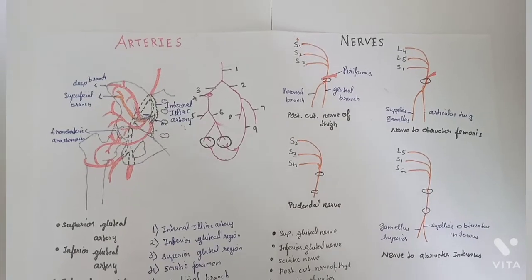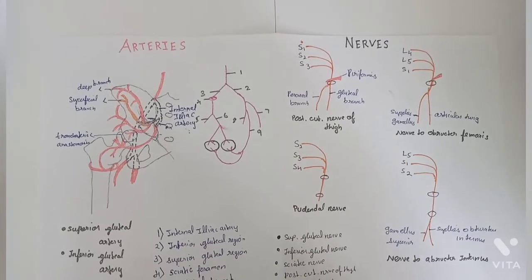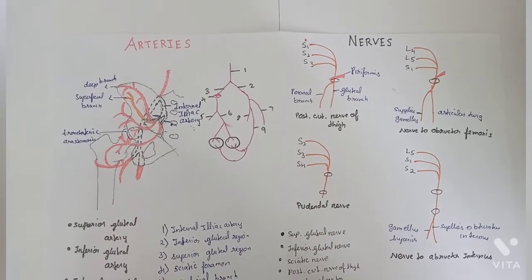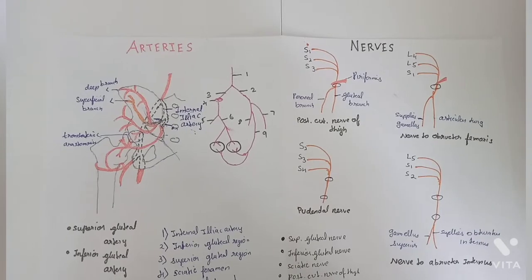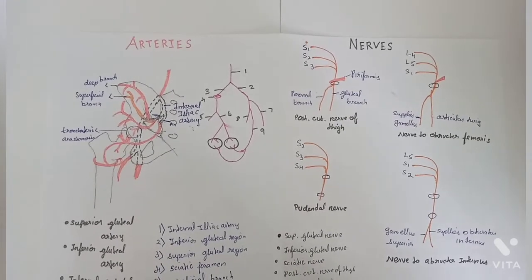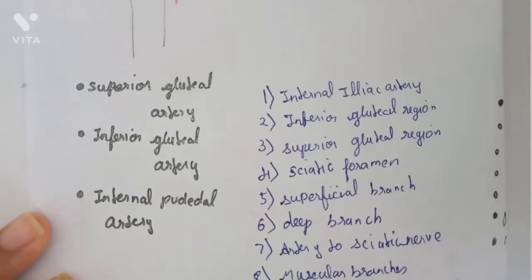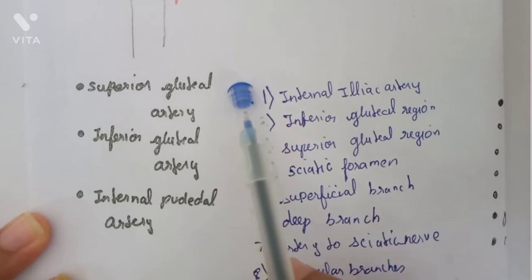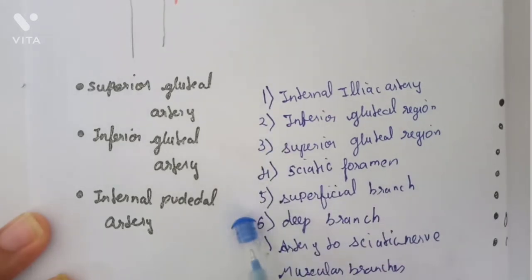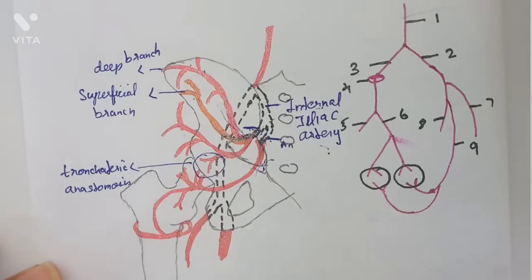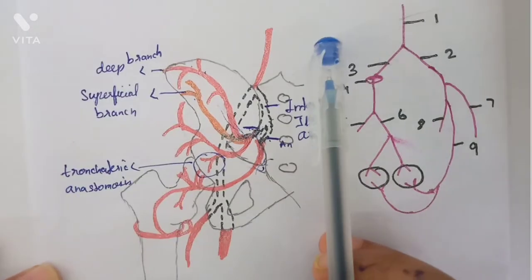Hi guys, today we are going to discuss the arteries and nerves of the gluteal region. In the previous video we have seen the muscles of the gluteal region. Today we are going to see the arteries which supply this region. There are three important arteries in the gluteal region: the superior gluteal artery, the inferior gluteal artery, and the internal pudendal artery. Let us start with the superior gluteal artery.